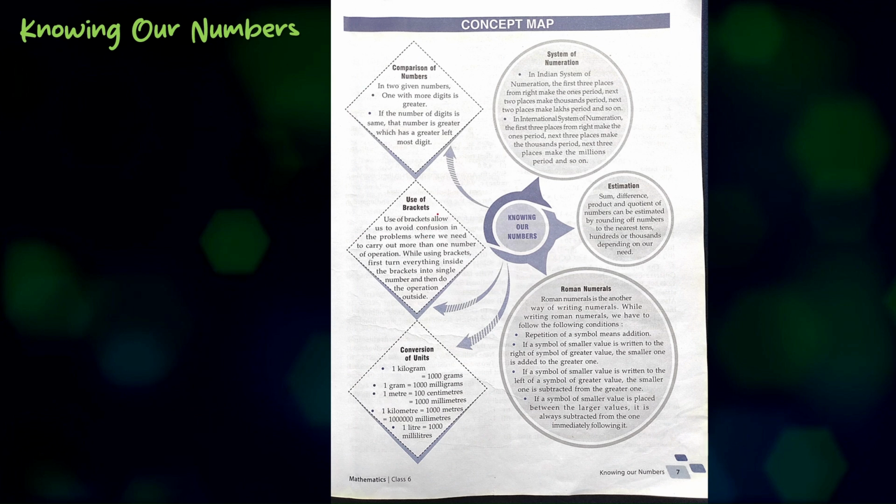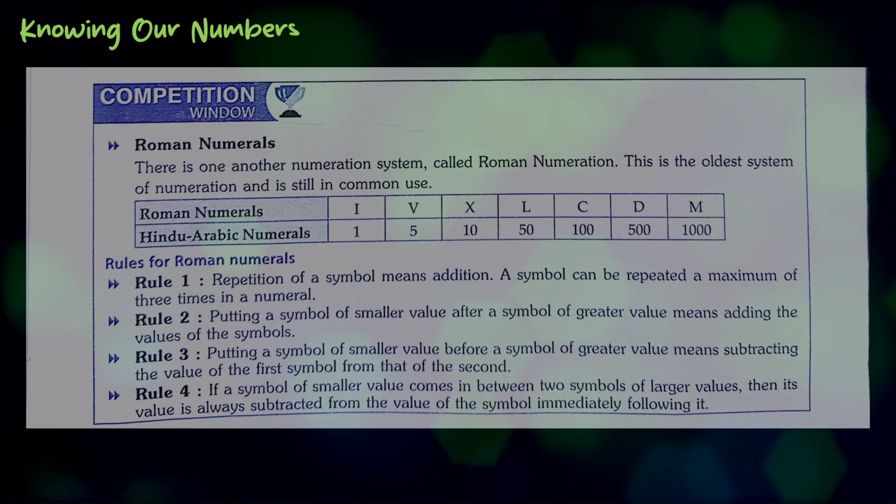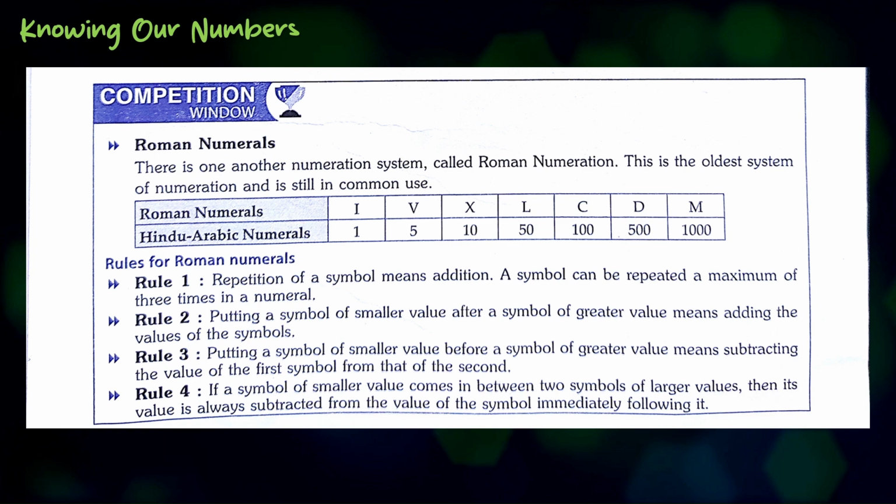Next, we have completed all these topics, estimation, use of brackets. Now we are coming to the Roman numerals. Roman numerals is another way of writing numerals. While writing Roman numerals, we have to follow the following conditions. Repetition of a symbol means addition. We will see this in detail in this tabular column, so I don't have to read it again.